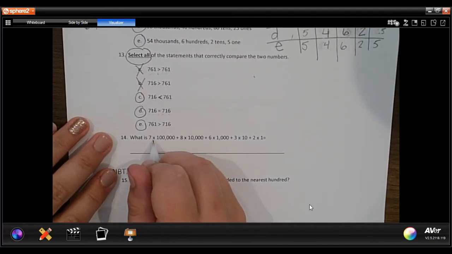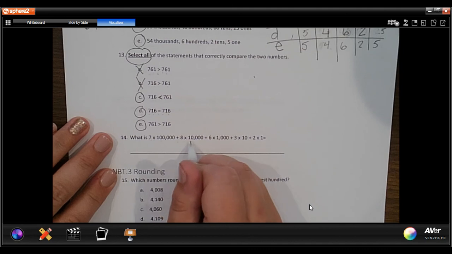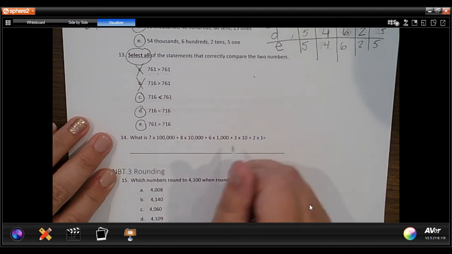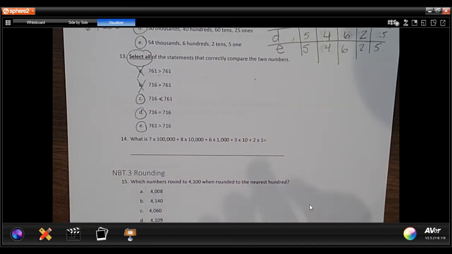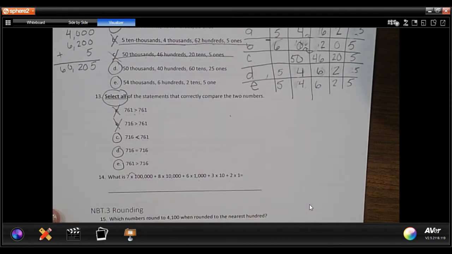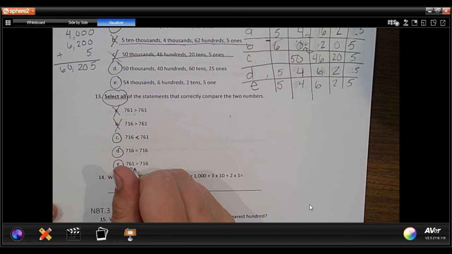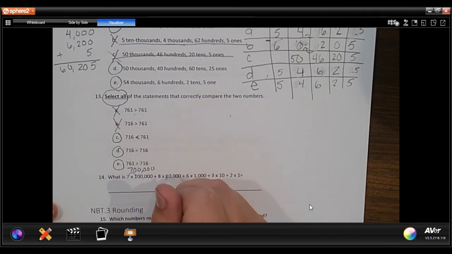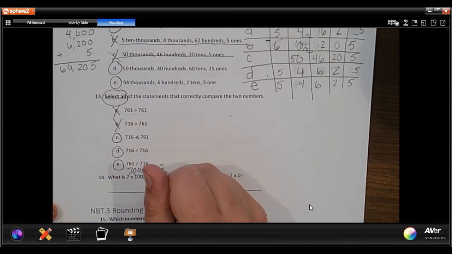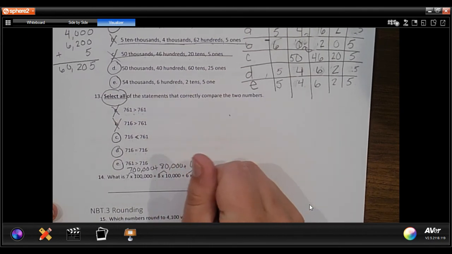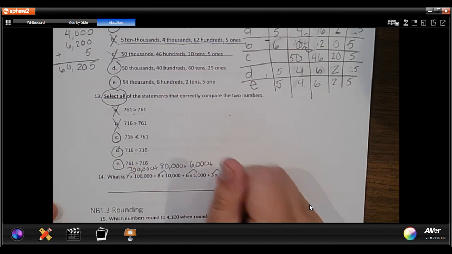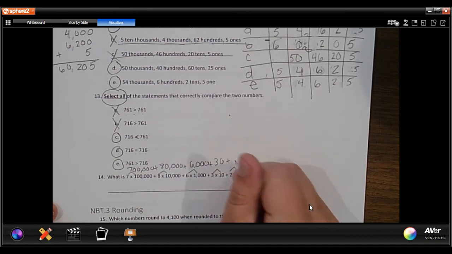What is 7 times 100,000 plus 8 times 10,000 plus 6 times 1,000 plus 3 times 10 plus 2 times 1 equal to? All right, so this is called expanded notation. So for this, we are going to first multiply through, and then we'll get expanded form. 7 times 100,000 is 700,000. Plus 8 times 10,000 would be 80,000. Plus 6 times 1,000 is 6,000. Plus 3 times 10 is 30. Plus 2 times 1 is 2.